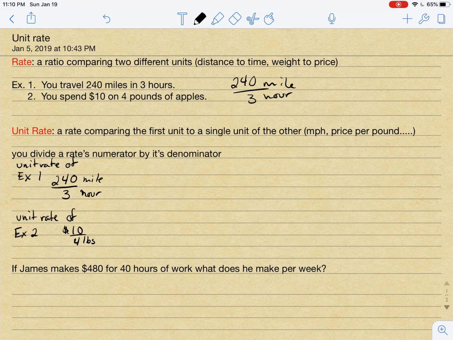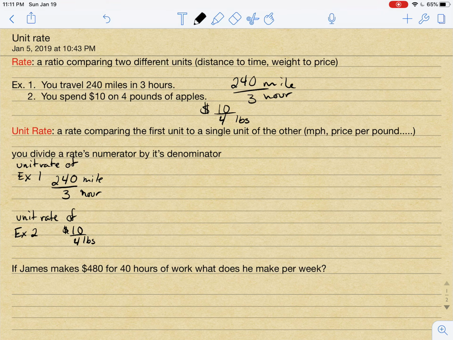And then on our second one, you spend $10 on 4 pounds of apples. So this would be price of 10 over 4 pounds. Okay, and this is going to be common for buying groceries or traveling. You're going to see these units quite often.